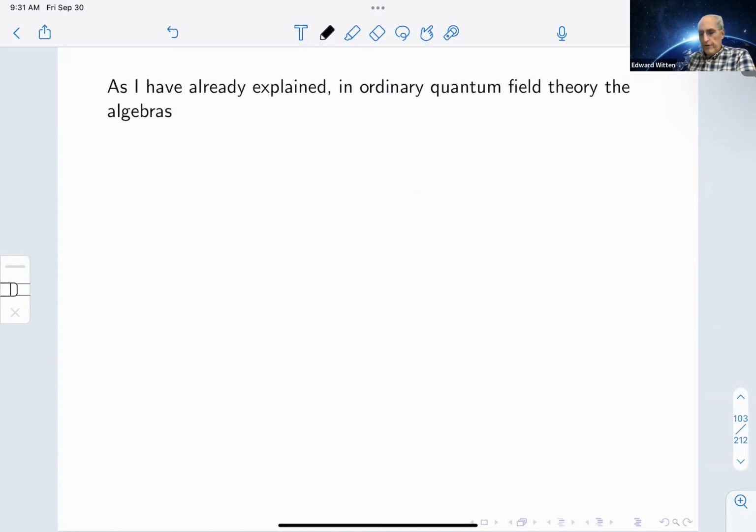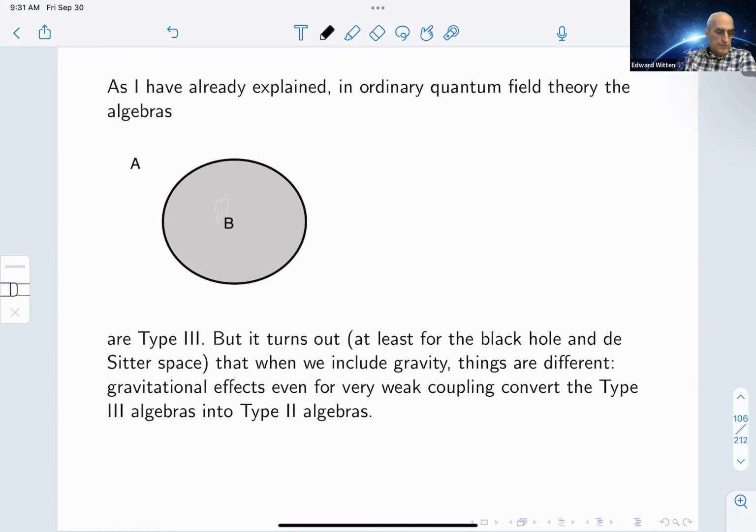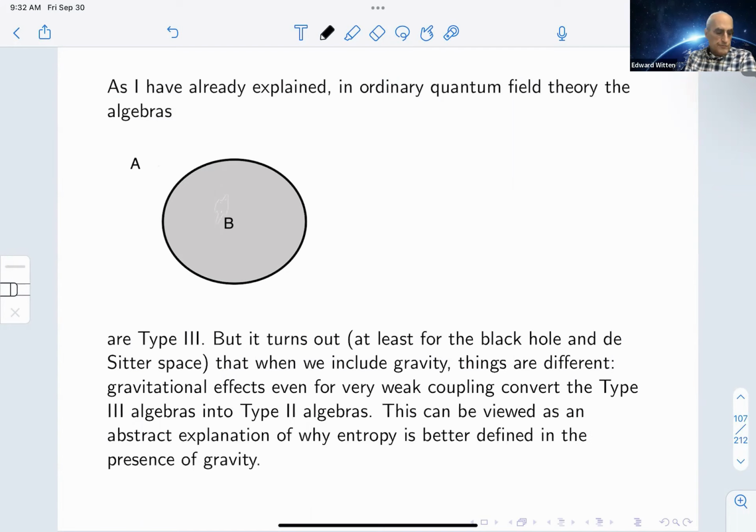Now, as I've already explained, in ordinary quantum field theory, the algebras of regions are of type 3. But it turns out, at least for the black hole and de Sitter space, that when we include gravity, things are different. Gravitational effects, even for very weak coupling, convert the type 3 algebras into type 2 algebras. That can be viewed as an abstract explanation of why entropy is better defined in the presence of gravity.